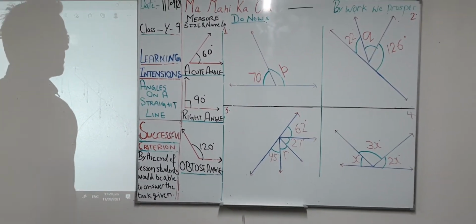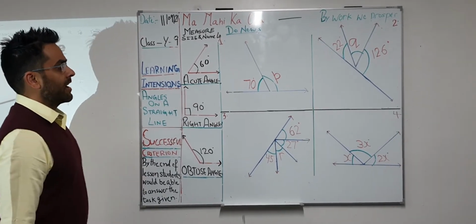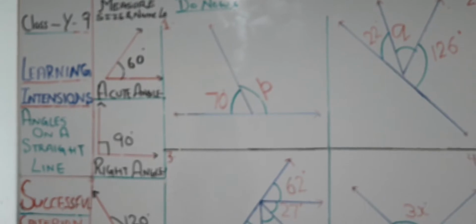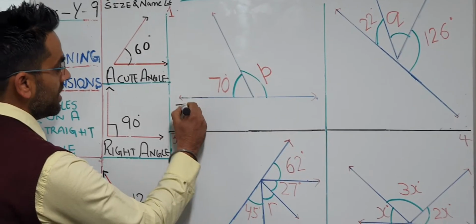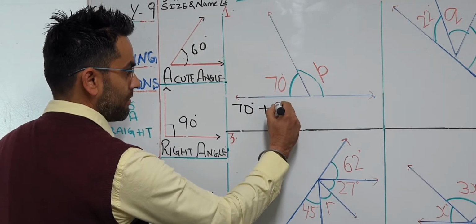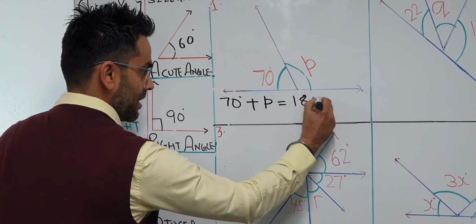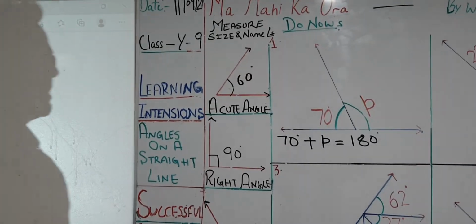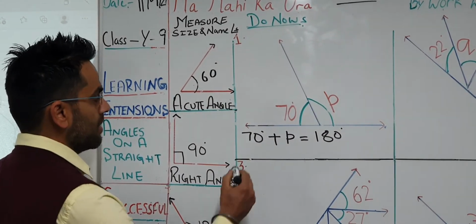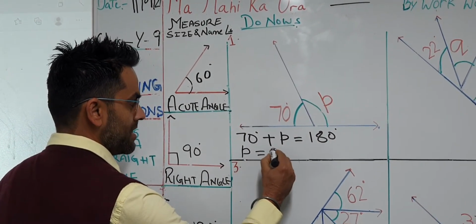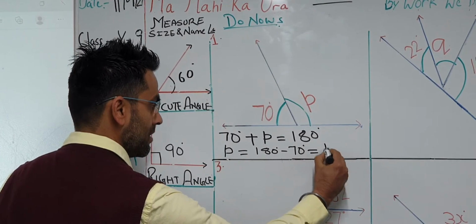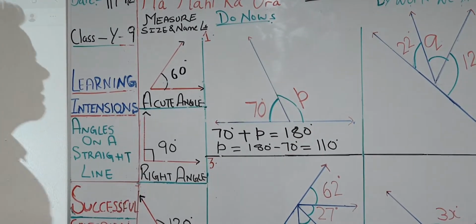Here are some examples. My first example is, you see there one angle is 70 degrees and the other angle is missing. We can see half of a circle, and we're going to add up to 180. So that means 70 plus p is 180. And we'll learn in the linear equation what we need to add to 70 to come up with 180. So what we need to do now, p is equal to 180 take away 70, that's going to come up with 110. Check your answer.